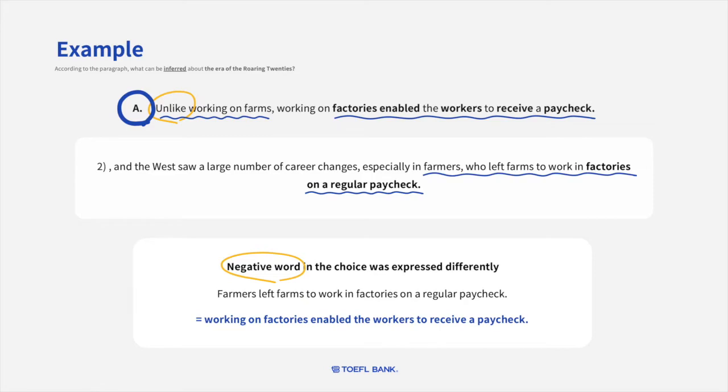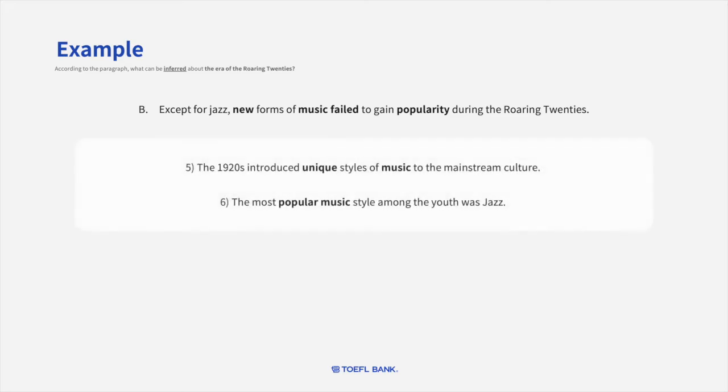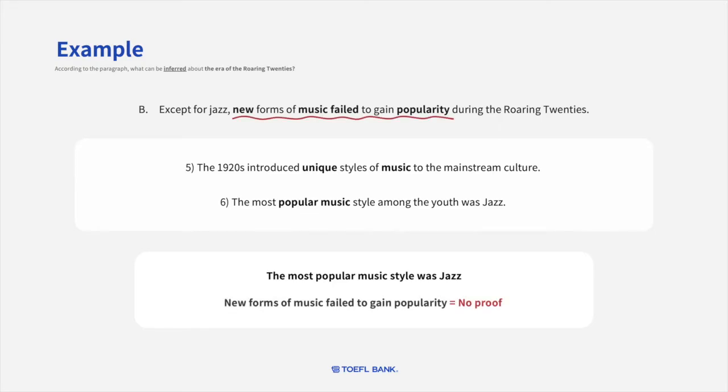Now let's look at the incorrect answer choices. B: Except for jazz, new forms of music failed to gain popularity during the Roaring Twenties. The keywords are new music, failed, popularity. The passage states that the most popular music style was jazz, but it did not provide us any clue to prove that new forms of music failed to gain popularity. B is an incorrect answer choice.